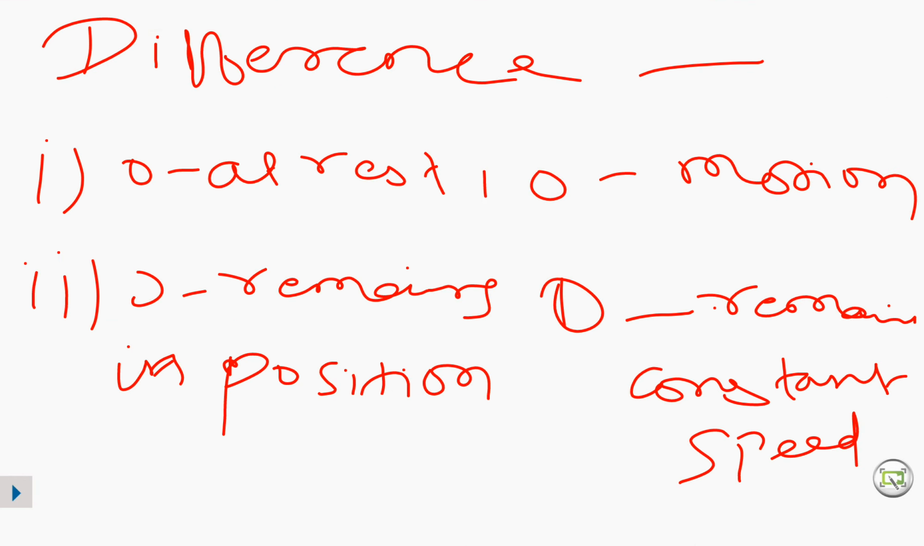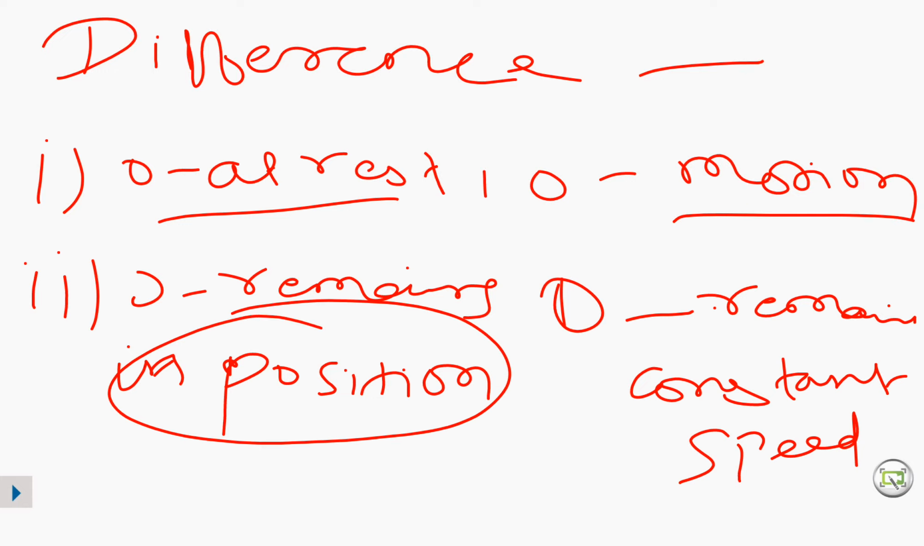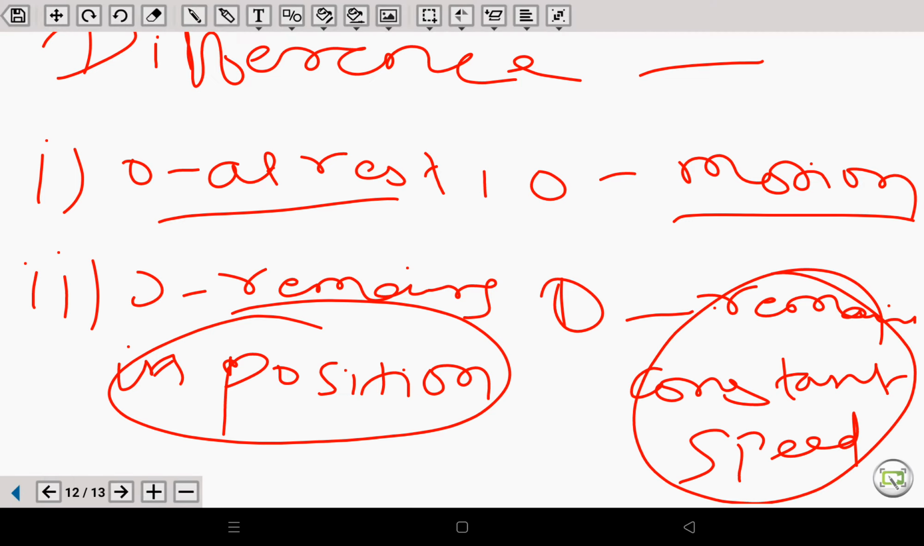Next we have seen the difference between static and dynamic equilibrium. In static equilibrium the object will be at rest, but in dynamic equilibrium the object will be in motion. In static, the object remains at the same position. In dynamic, the object remains at constant speed. So with this we end today's class.